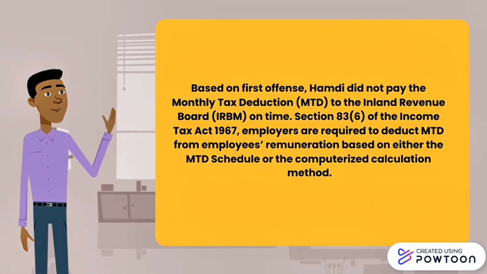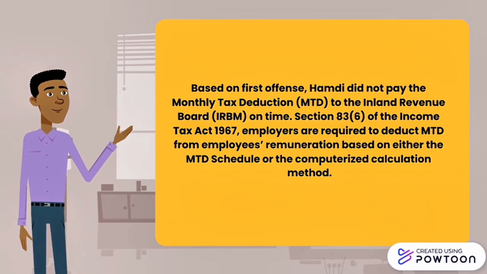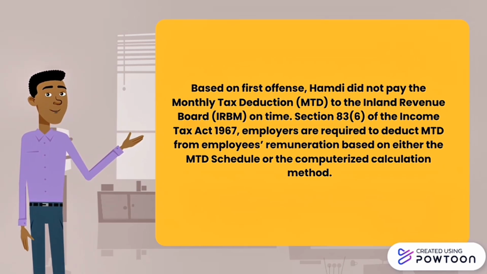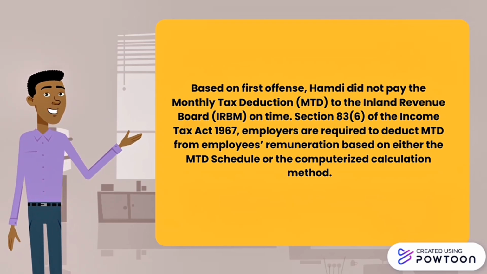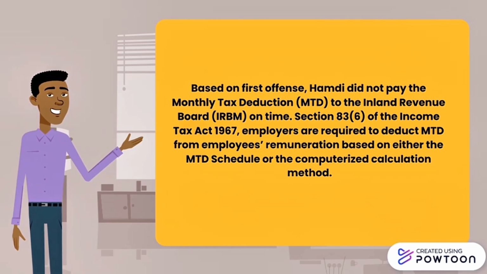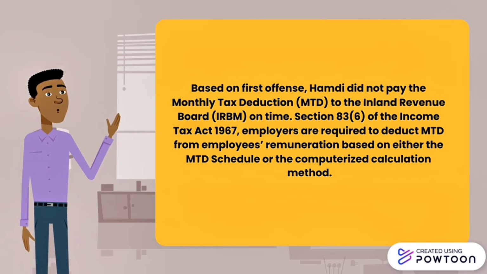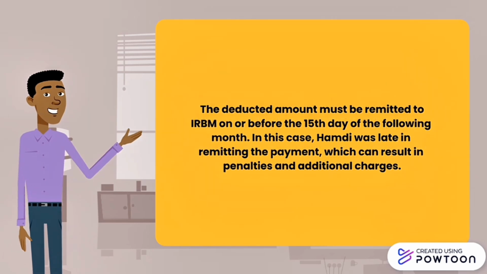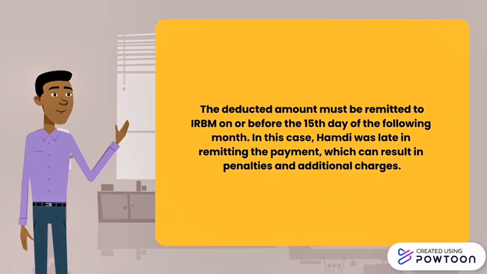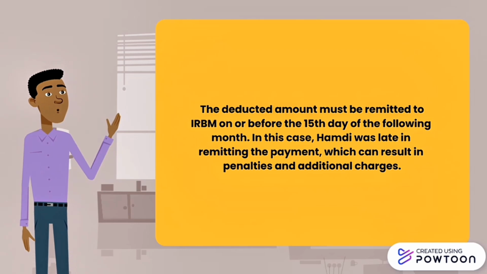Based on the first offence, Hamdi did not pay the monthly tax deduction to the IRBM on time. In Section 83(6) of the Income Tax Act 1967, employers are required to deduct MTD from employees' remuneration based on either the MTD schedule or the computerized calculation method. The deducted amount must be remitted to IRBM on or before the 15th day of the following month. In this case, Hamdi was late in remitting the payment, which can result in penalties and additional charges.